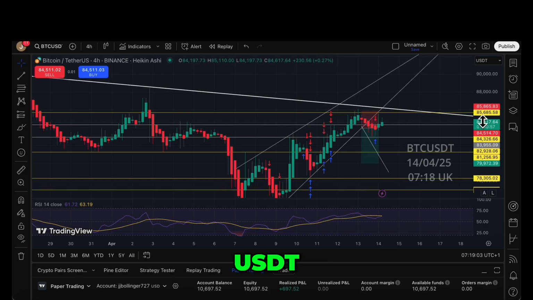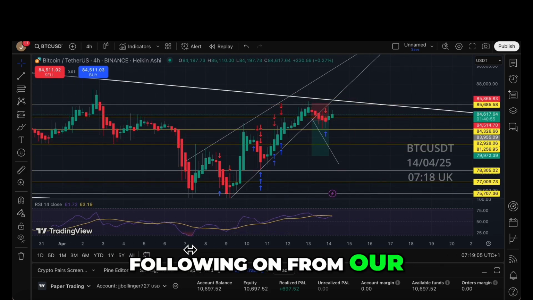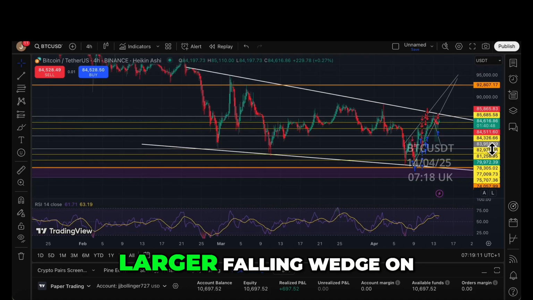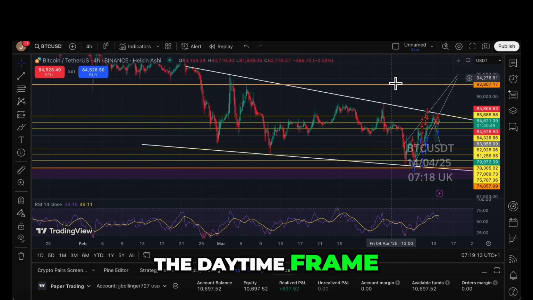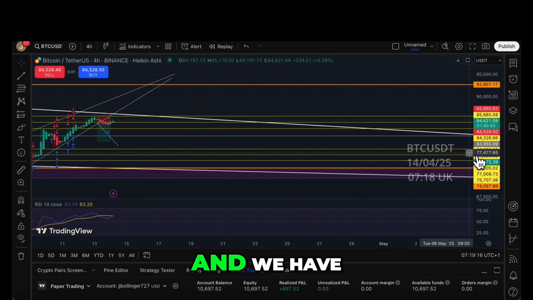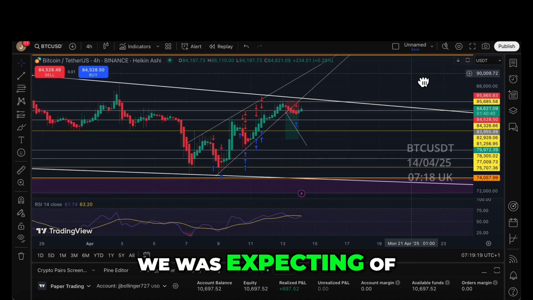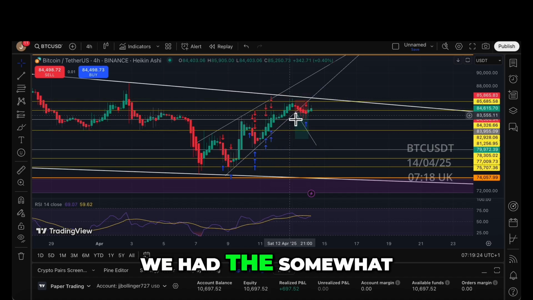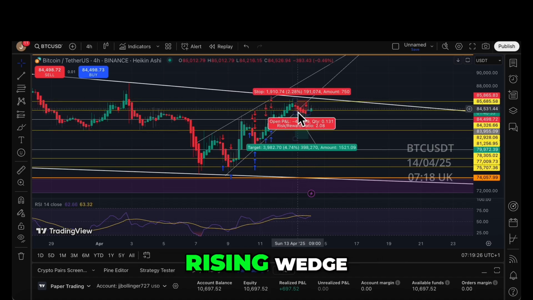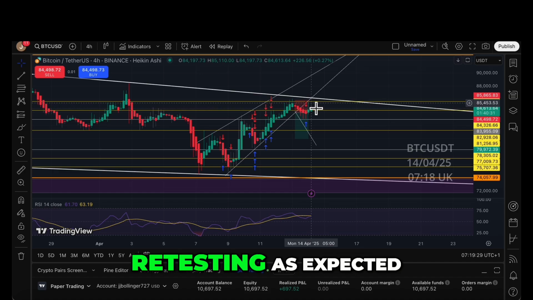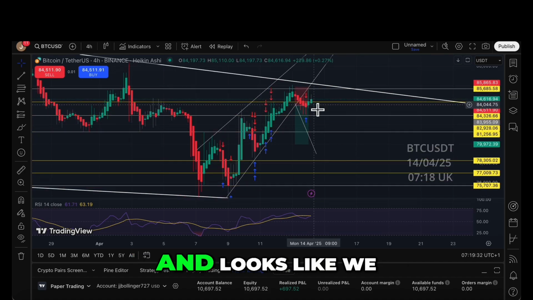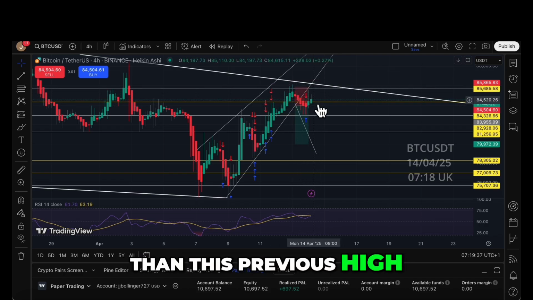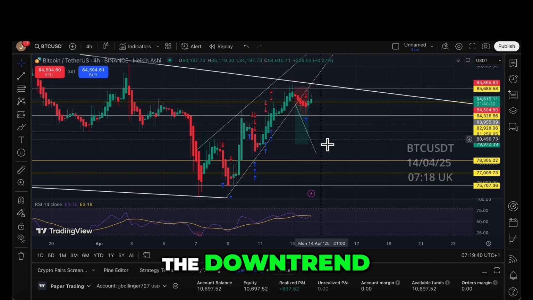This is BTCUSDT. Following on from our last video yesterday, we had this rising wedge, which is within a larger falling wedge on the day time frame. We're currently on the 4 hour, and we have had that breakout that we were expecting of the rising wedge. As we said, we had this trend line above. We had somewhat 50% into the rising wedge. We've broken out, retesting as expected, and it looks like we could be putting in that lower high than this previous high, which would then confirm the downtrend.